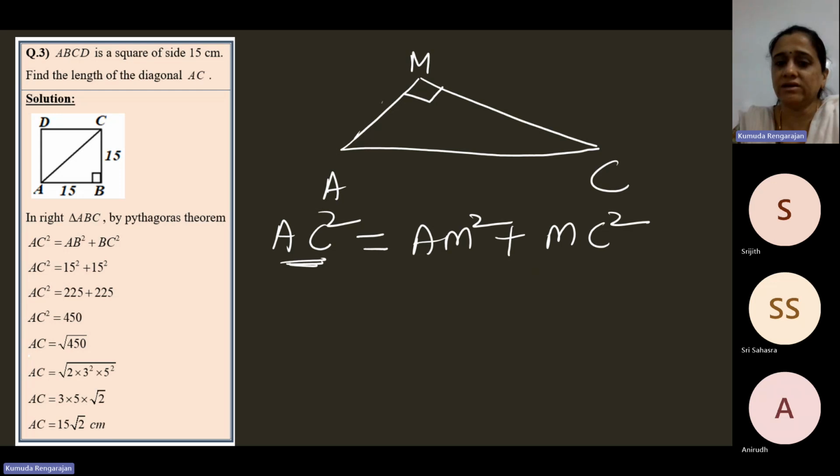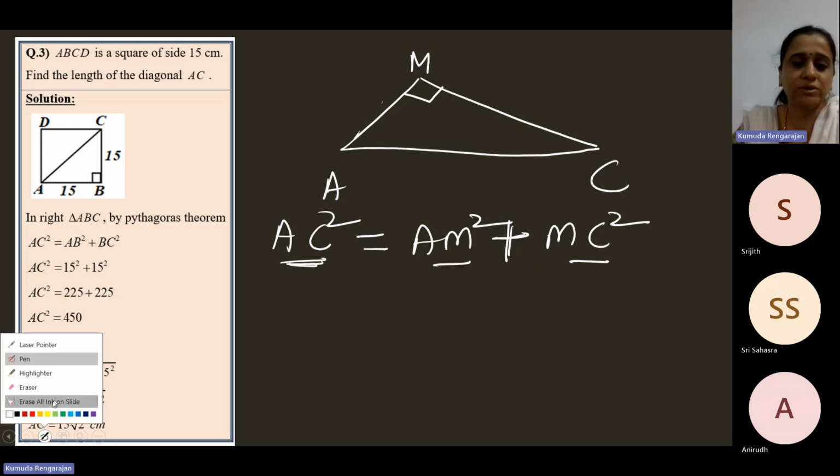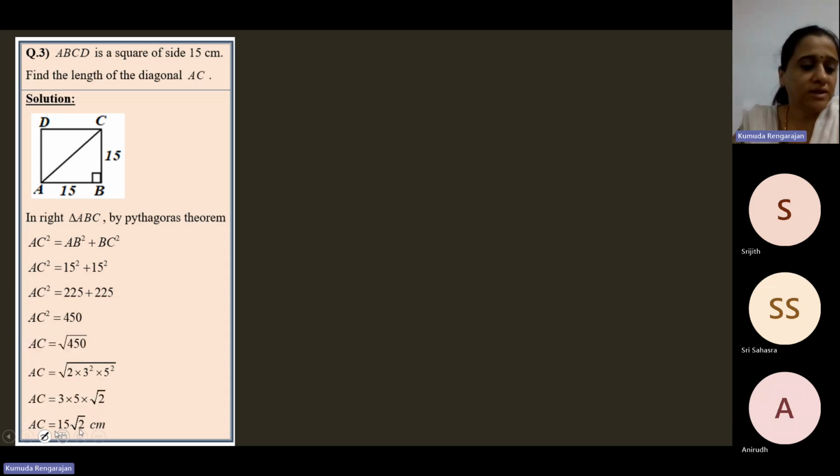Hypotenuse square on one side. On the other side, the square of the remaining two sides, and you should add them. Simple, right? So this is the result by Pythagoras theorem, and that's what you see here.